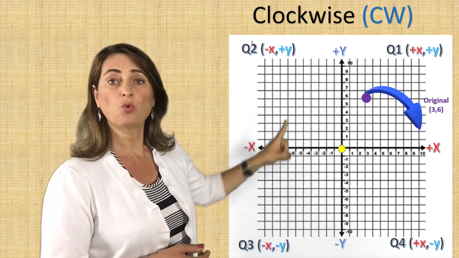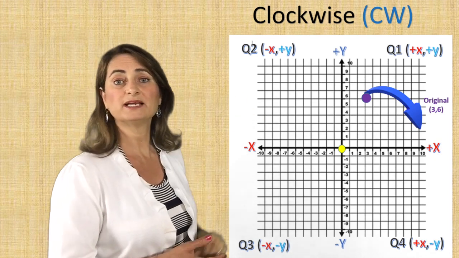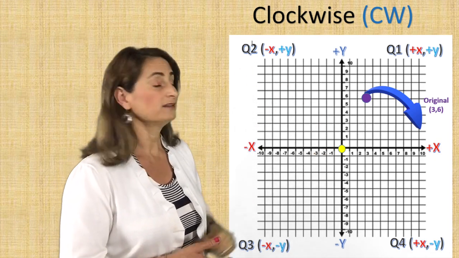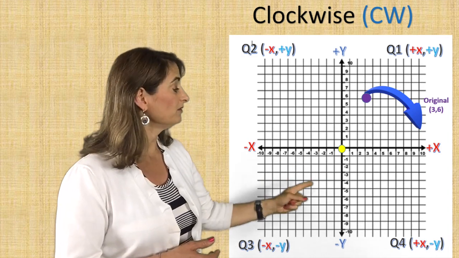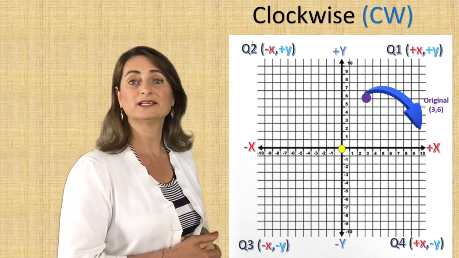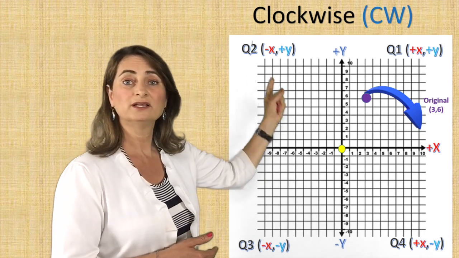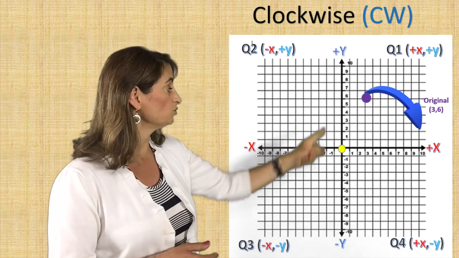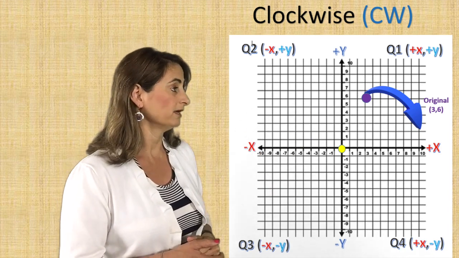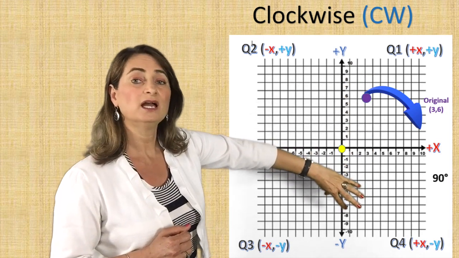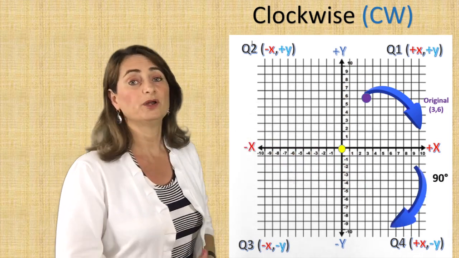Remember, each quadrant makes a 90-degree angle. From the first to the fourth, that's a 90-degree angle. From the fourth to the third, that's a 90-degree angle. From the third to the second, that's another 90-degree angle. And then from the second to the first, that's a 90-degree angle. So each one makes a 90-degree angle. Keep that in mind. So rotate this 90 degrees clockwise. Where would it land?